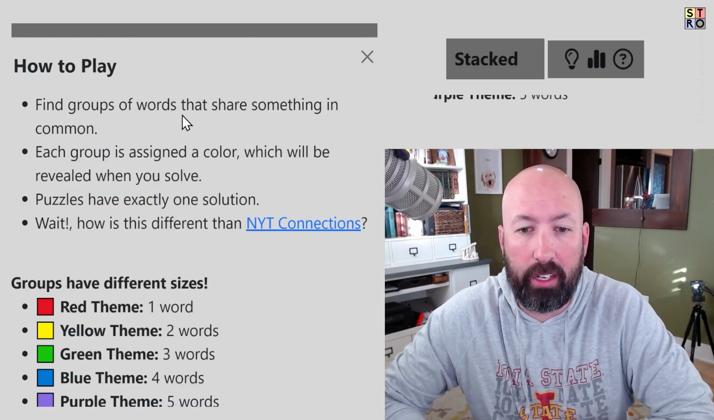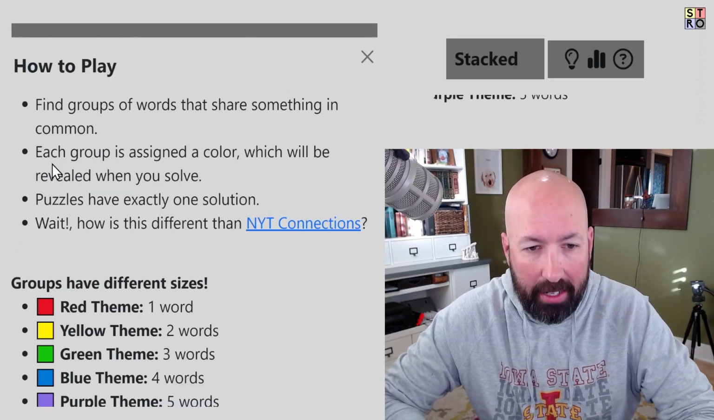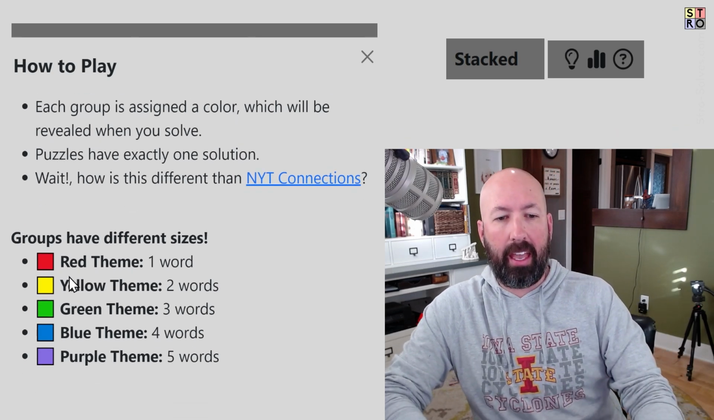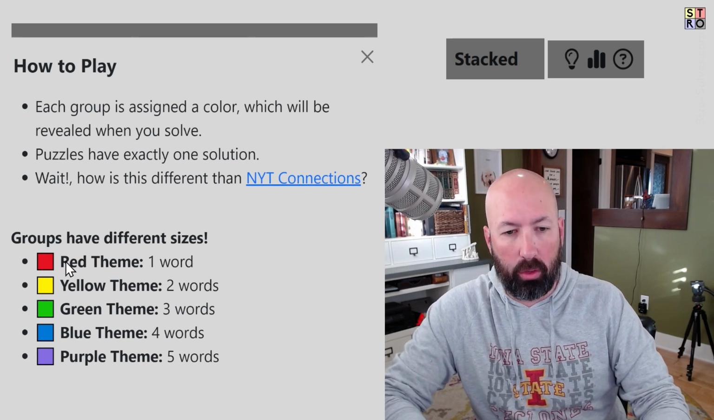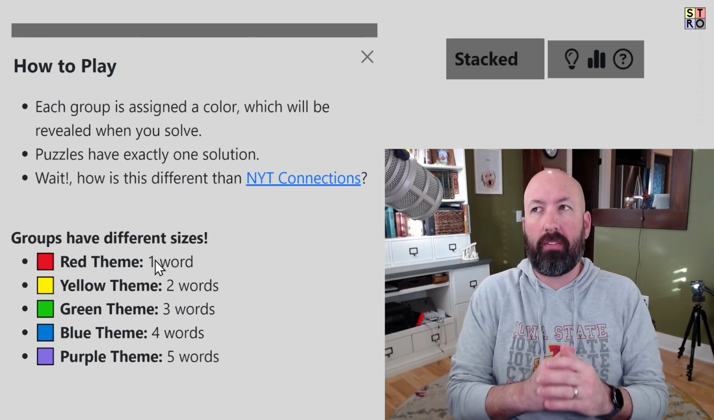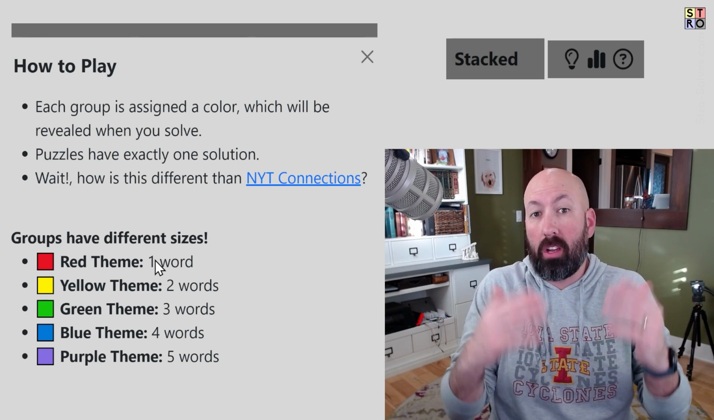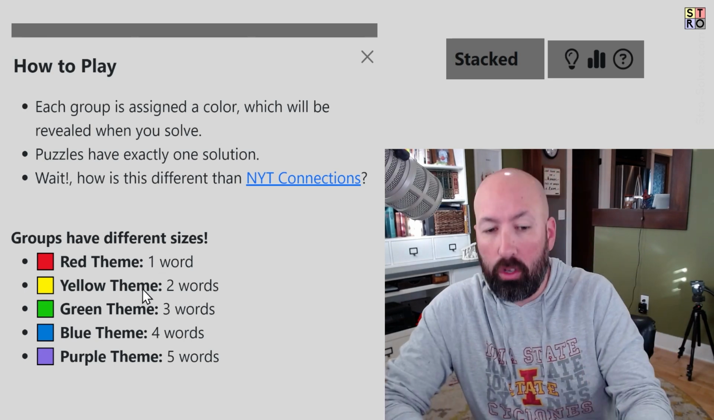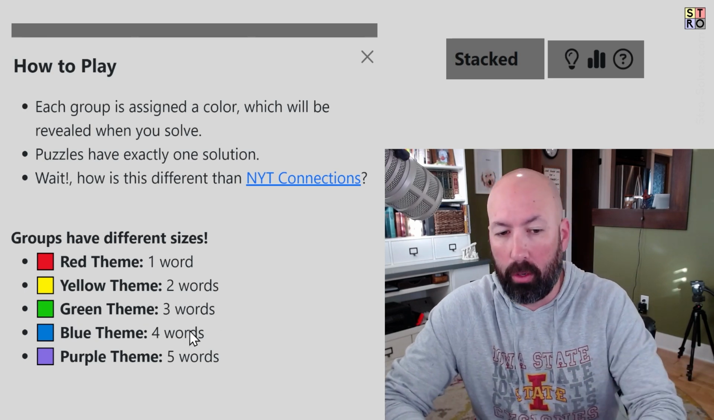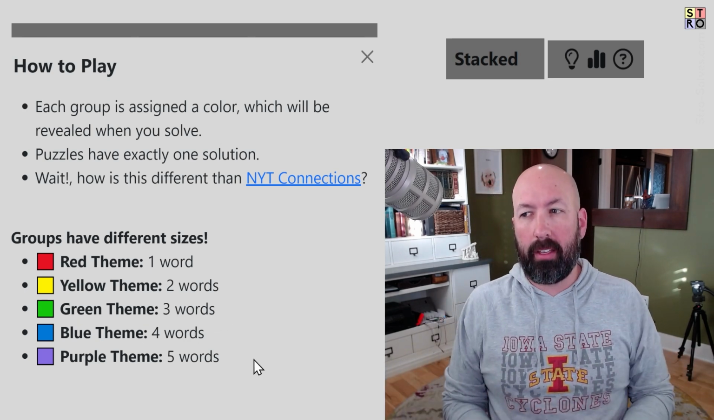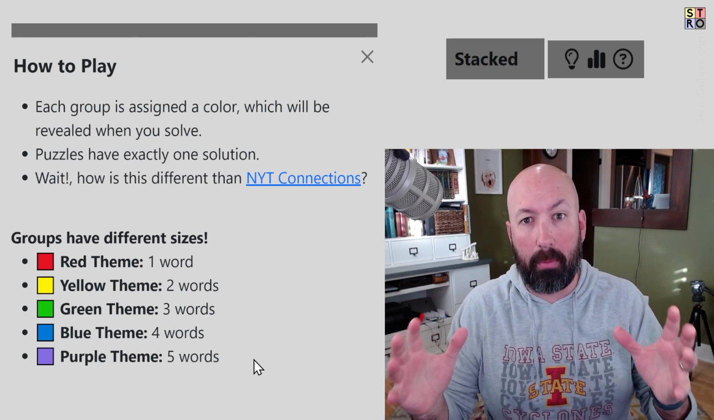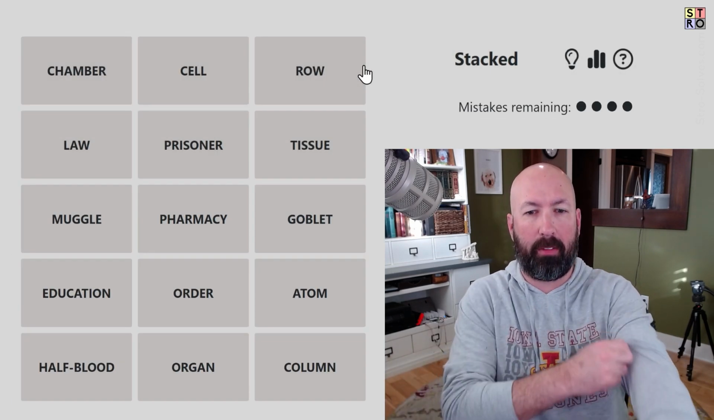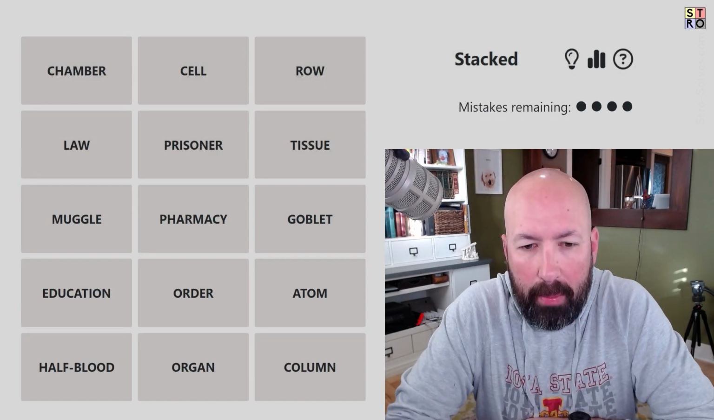So basically, we're finding groups of words that share something in common, similar to connections. But in this one, the main difference is each group is assigned a color, and the colors mean this. So the red one, there's only one word. So instead of in connections, we have four groups of four words. In this one, you're going to have one group of one word, one group of two words, one group of three words, one group of four words, and one group of five words. So it's like connections, except you don't have the same number of things in each group. And so I think that's pretty interesting. I'm excited to try it out and see how much of a difference that makes.